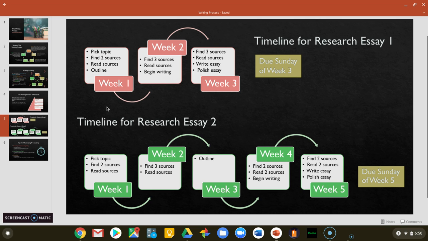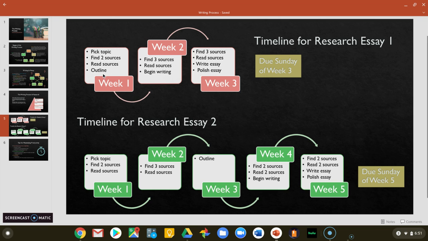So how you'll manage this is in week 1, you're going to be brainstorming and inventing, coming up with that idea that you want to write on for both papers, and you have prompts in the syllabus to help you. You're going to immediately start finding sources, so 2 sources for Research Essay 1, 2 for Research Essay 2, and you're going to start reading both those sources in week 1, with the added bonus that for week 1 in the research essay, you're going to outline your paper.